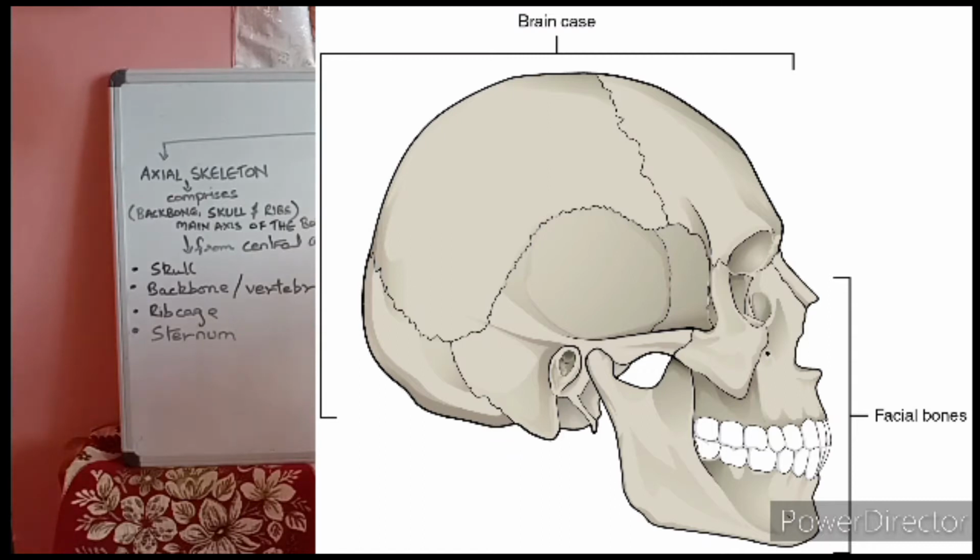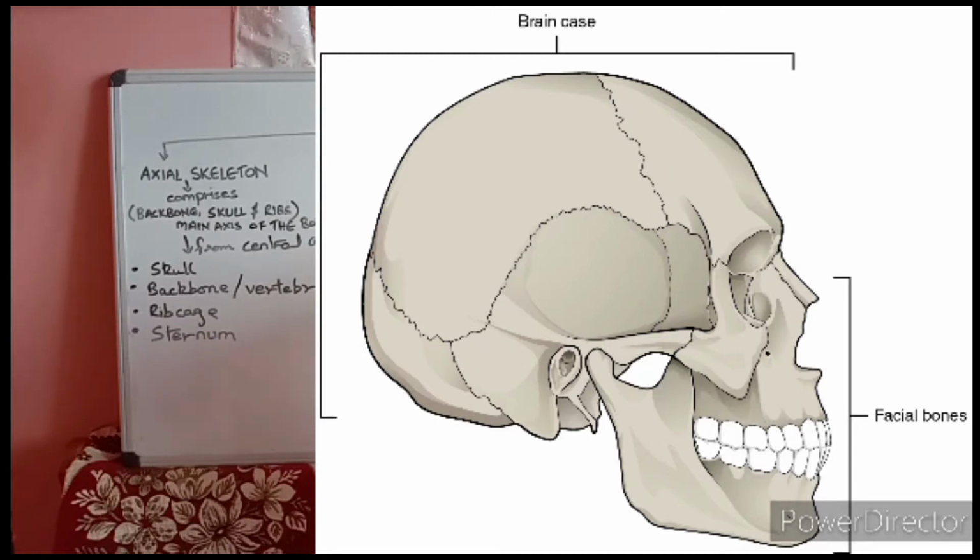The skull, as you can see in the picture, consists of 28 different bones, including your ear ossicles, the smallest bones that are present in your ear. The bones of the skull can be divided into two main parts. One is called the cranium or the brain box, and another one is the facial bones.